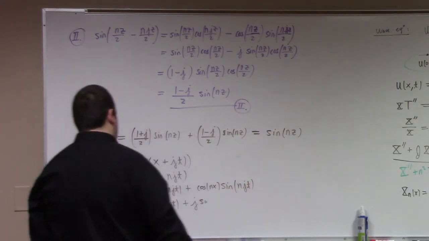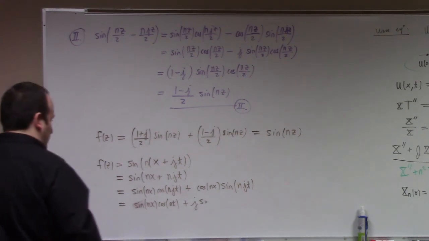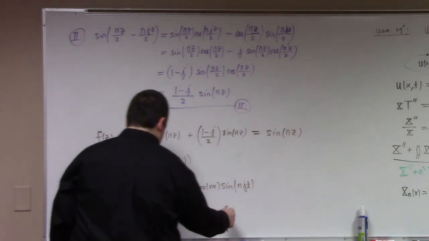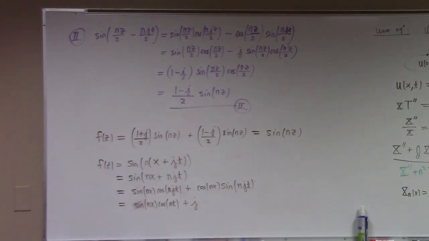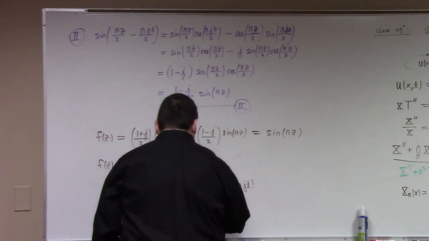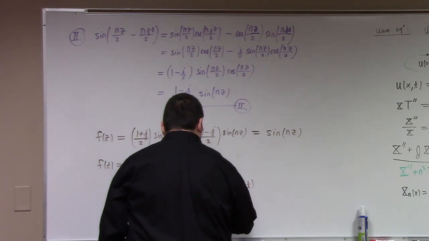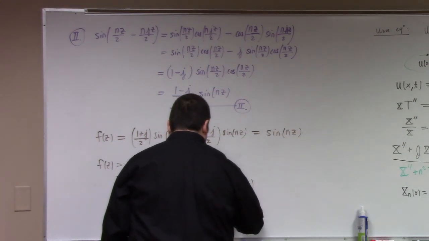Oh, I'm sorry. Son of a gun. Cosine nx, eh? Huh. Yeah, that is a cosine, right? Yeah, okay, fine. Cosine nx sine nt.